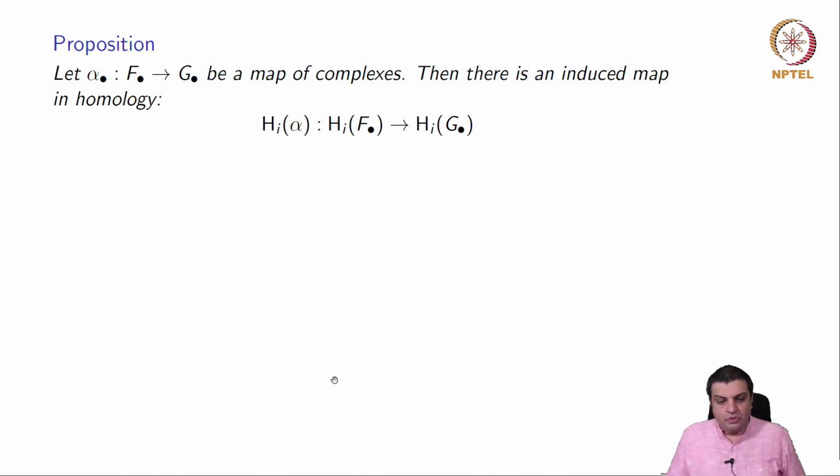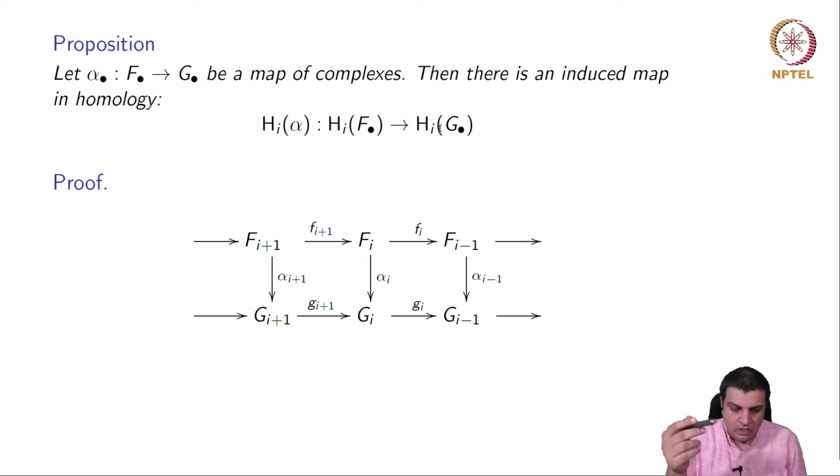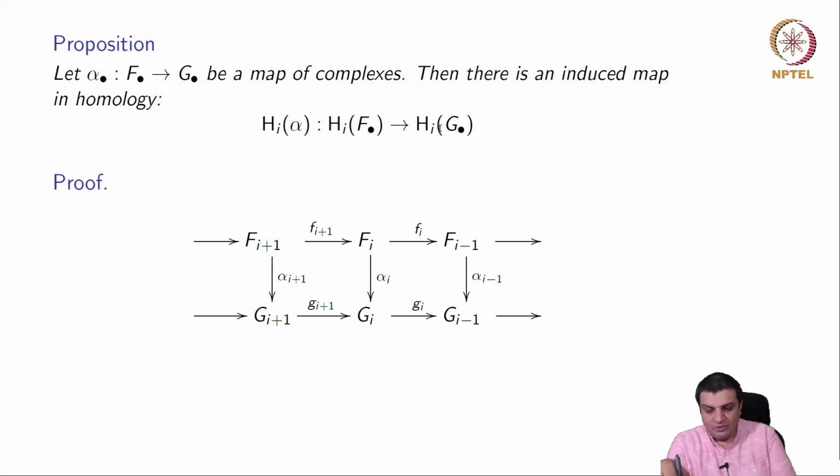Okay. So if you have a map of complexes, then it induces a map in homology. That is, a map alpha from F to G induces a map which we will denote by Hi of alpha, from the ith homology of F to the ith homology of G. These proofs are done using what is called diagram chasing. So we will just do the diagram chasing on this diagram itself.